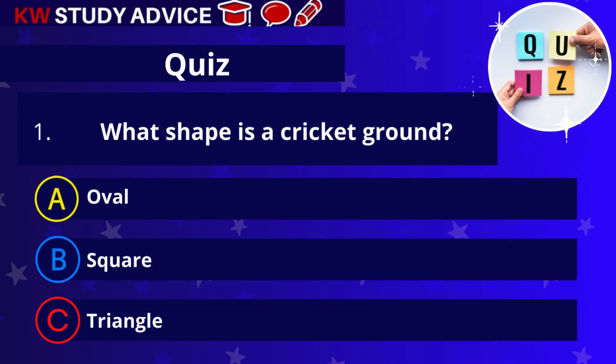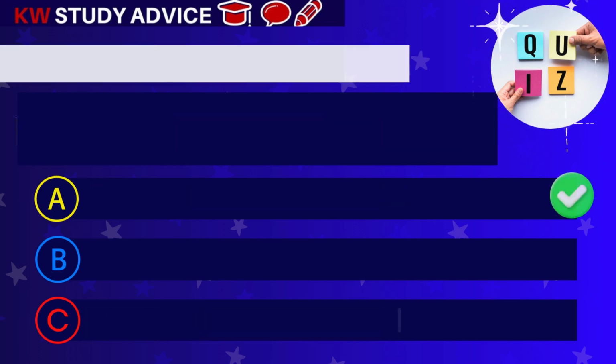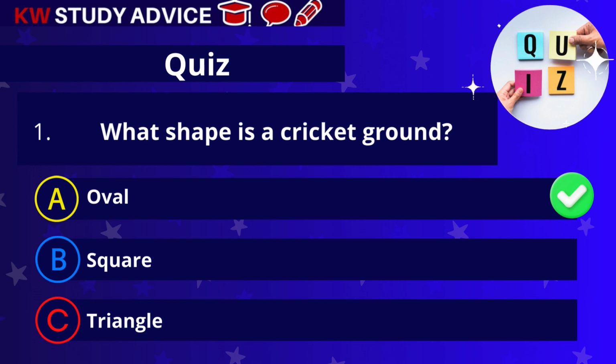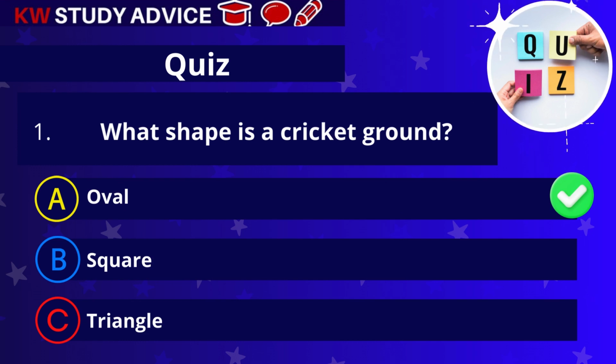Question number 1. What shape is a cricket ground? Is it A, an oval, B, a square, or C, a triangle? And the correct answer is, for question 1, A, oval.